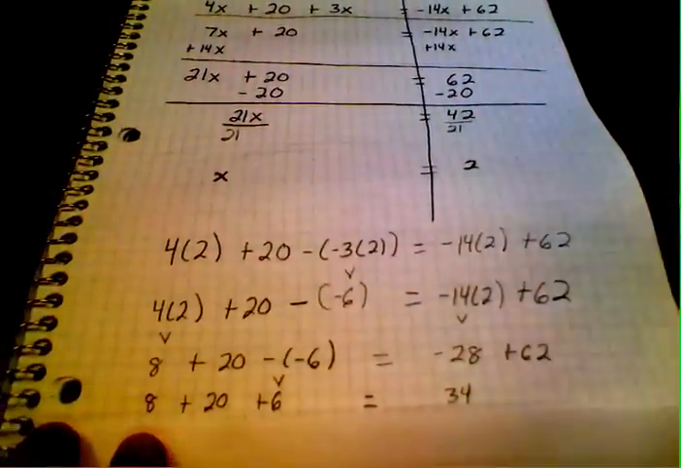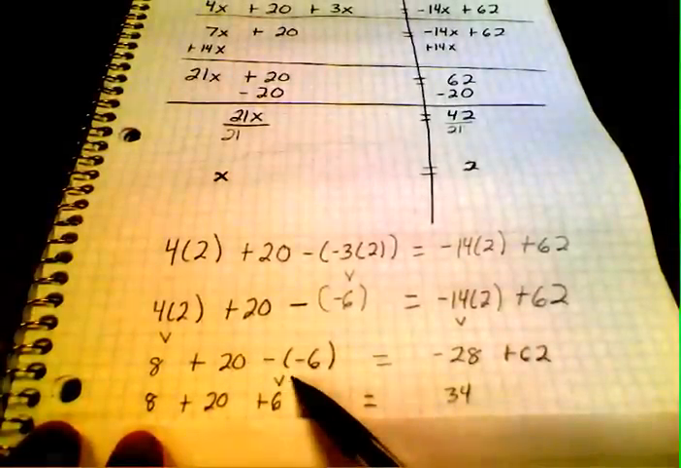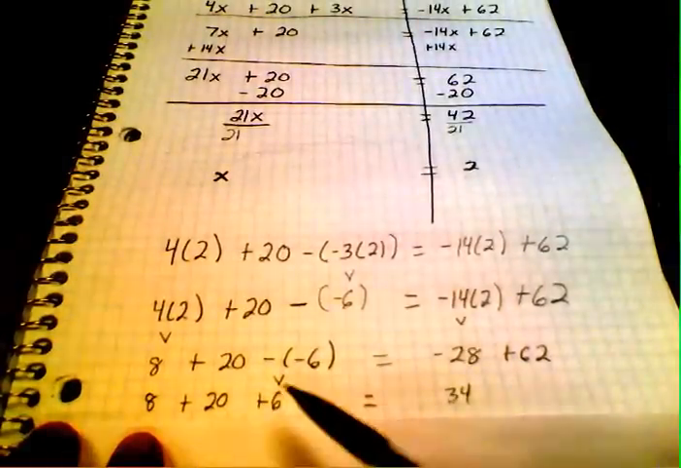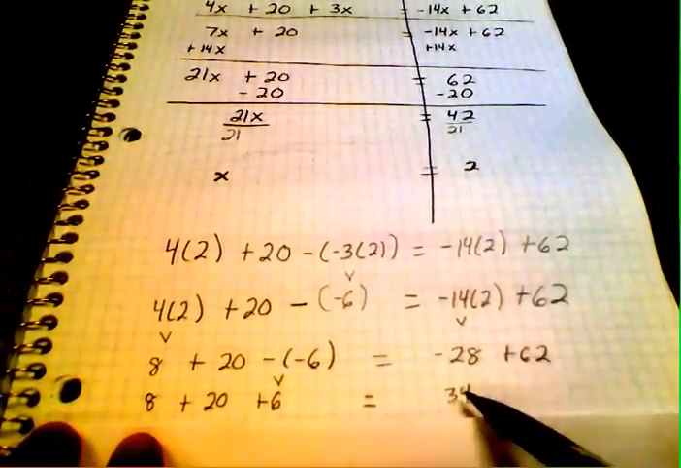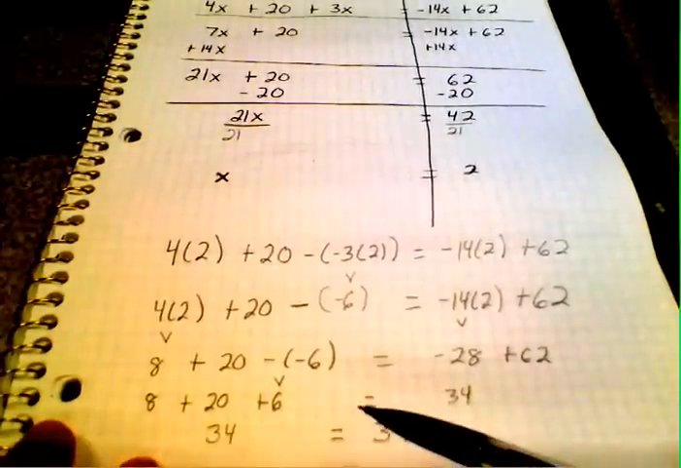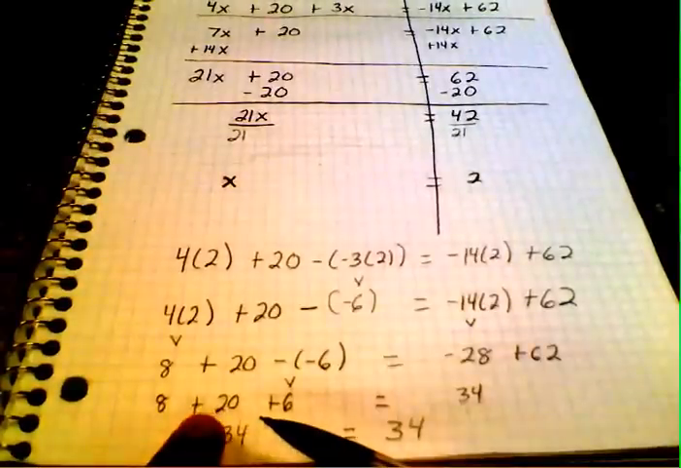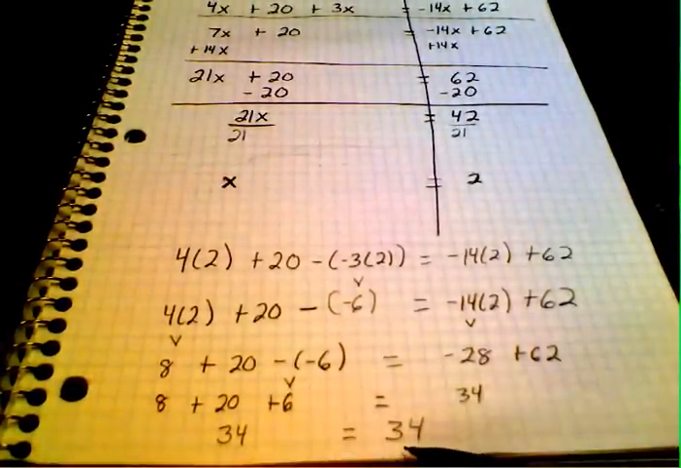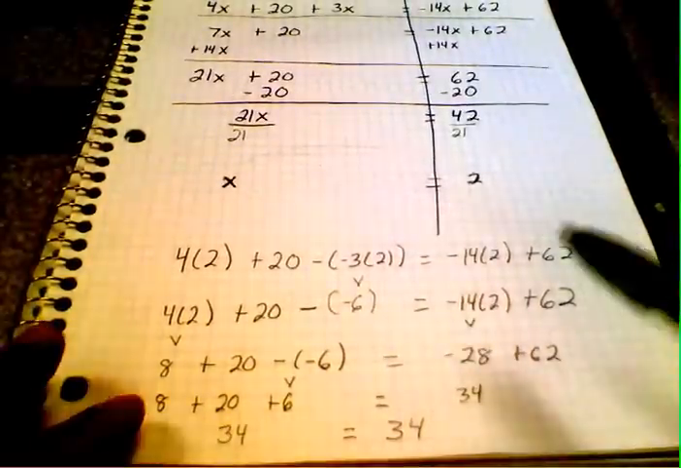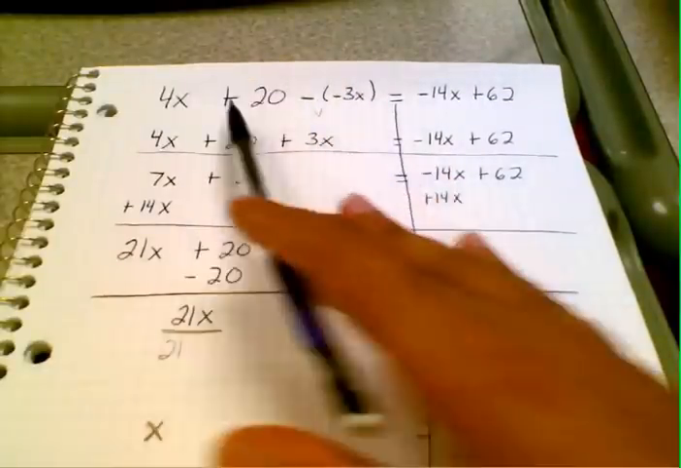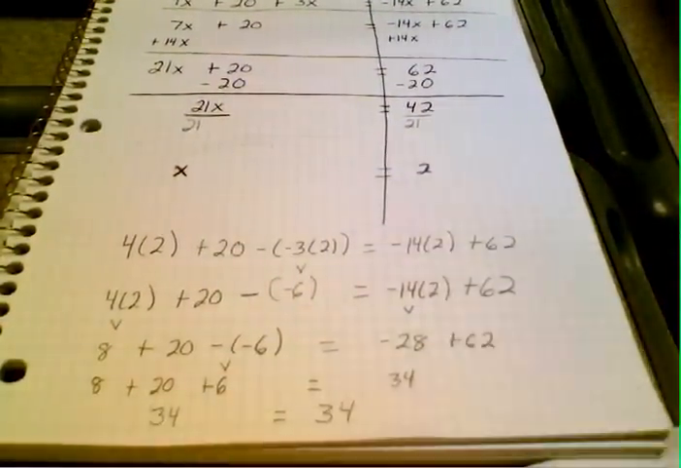I'm going to simplify minus negative 6. Well, if I asked you what's the opposite of negative 6, you would tell me that's positive 6. And then negative 28 plus 62 is 34. Okay? And so now I'm getting close to my final step here, and I see that 8 plus 20 is 28. 28 plus 6 is 34. 34 equals 34. So I know for sure now that 2 is a solution to my equation here. 2 makes the left side equal to the right side.